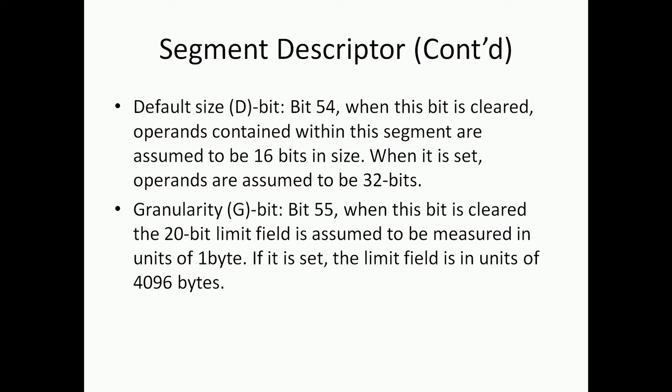It becomes extremely important. Then there is the granularity or G bit, bit 55. When this bit is cleared, the 20 bit limit field is assumed to be measured in units of 1 byte. If it is set, the limit field is in units of 4096 bytes. This is the granularity bit. So I could have a segment with a limit as low as 1 byte, or as high as 4 gigabytes.